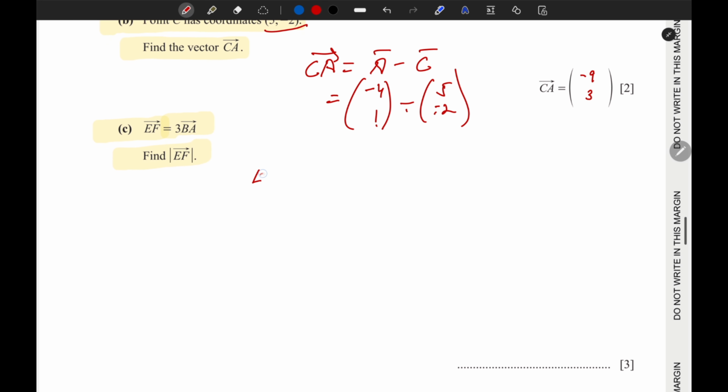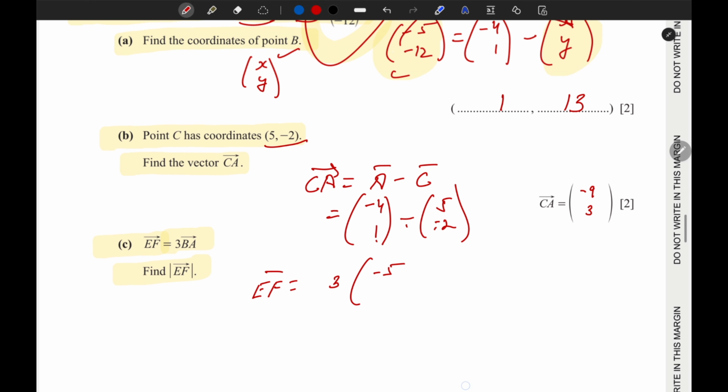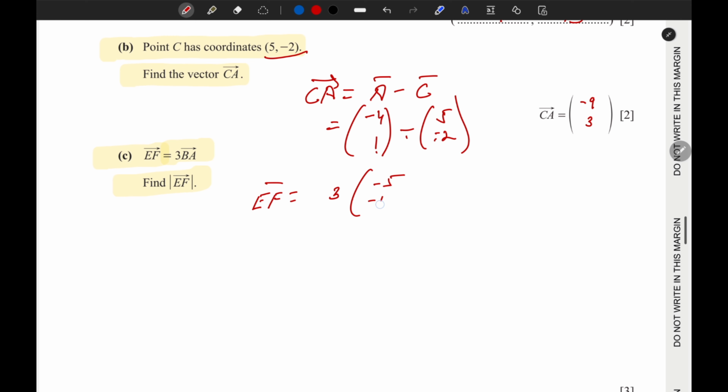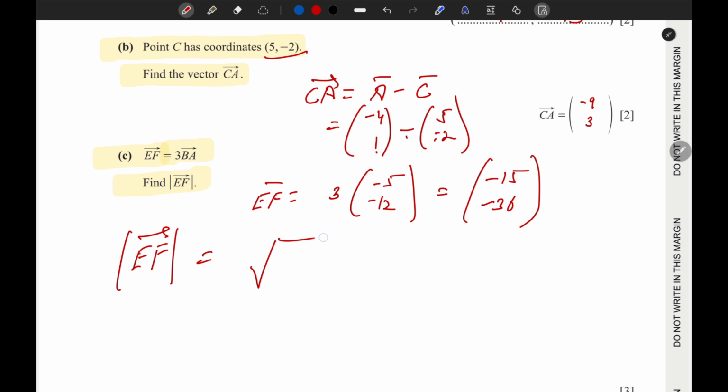So EF will be 3 times of -5, 12. So this is 3 times -5 is -15, and 3 times 12 is 36. So EF is -15, 36. Now the modulus or the magnitude of EF will be given as the square root of, we know that, -15 squared plus 36 squared.